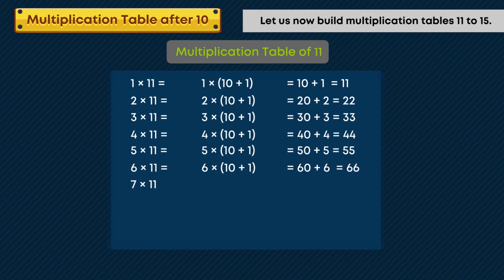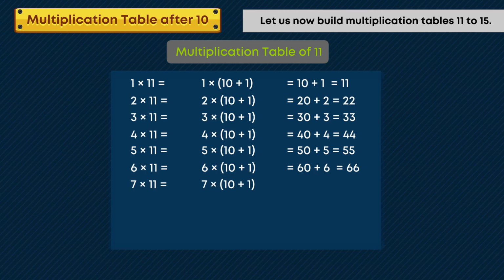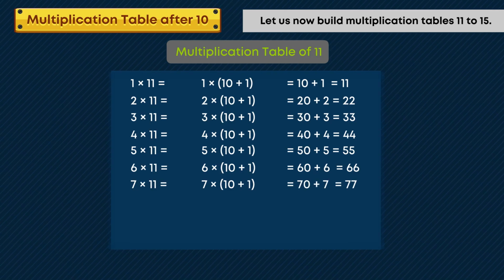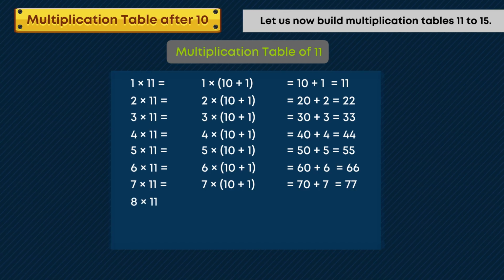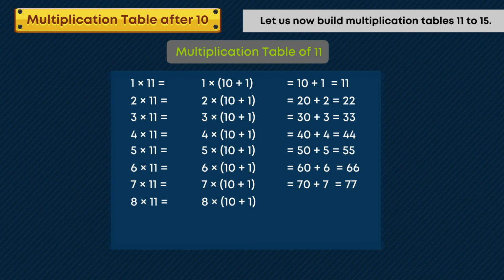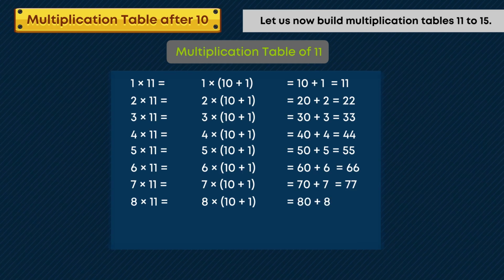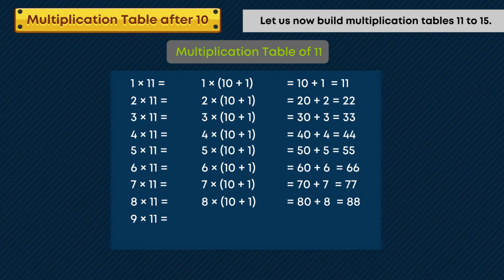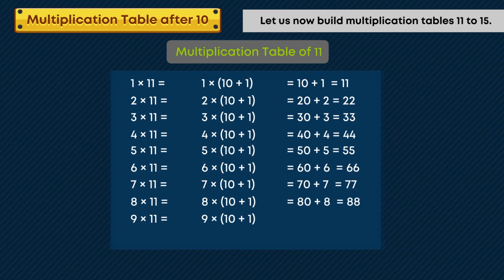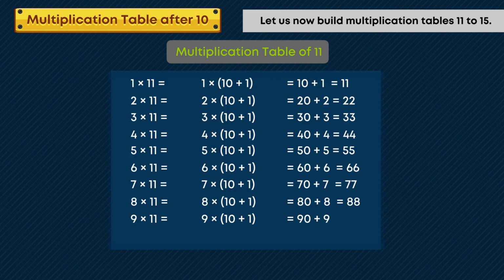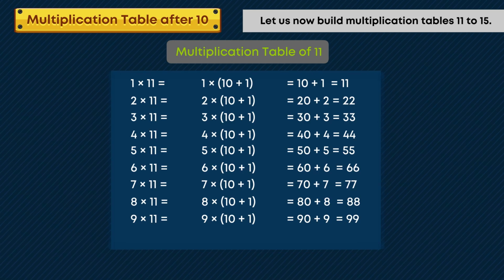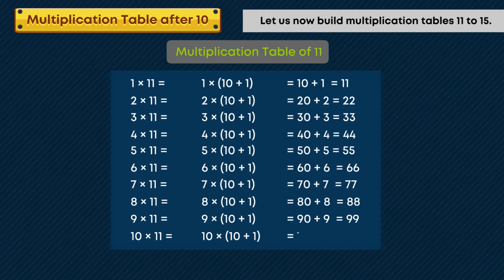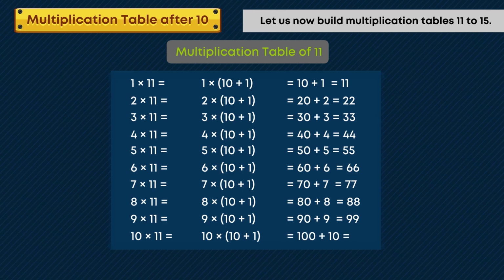7 into 11 is equal to 7 into 10 plus 1 is equal to 70 plus 7 is equal to 77. 8 into 11 is equal to 8 into 10 plus 1 is equal to 80 plus 8 is equal to 88. 9 into 11 is equal to 9 into 10 plus 1 is equal to 90 plus 9 is equal to 99. 10 into 11 is equal to 10 into 10 plus 1 is equal to 100 plus 10 is equal to 110.